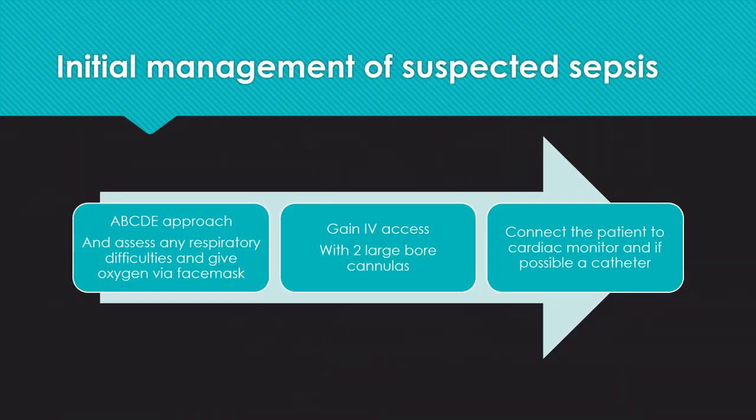Initial management of suspected sepsis. The ABCD approach should be initiated immediately. Assess any respiratory difficulties and give oxygen via face mask. Insert 2 large bore cannulas into veins. Connect the patient to a cardiac monitor and, if possible, insert a catheter.